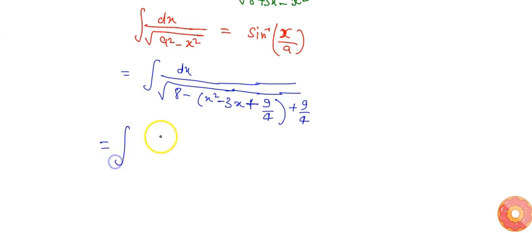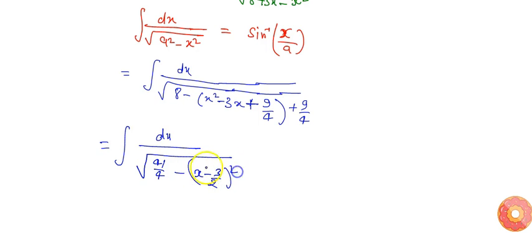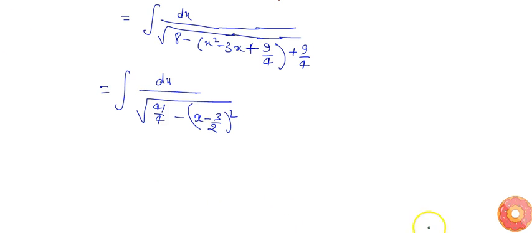So from here we will get dx by this, and these will get added. So 8 plus 9 by 4 will give us 41 by 4, and minus it will be x minus 3 by 2 square. Now I can use the substitution method here. If I substitute x minus 3 by 2 equals t, then I will get dx equals dt.